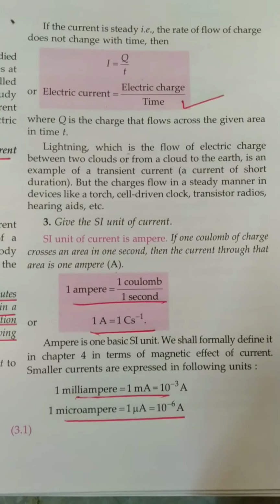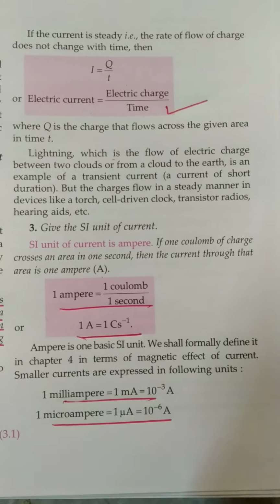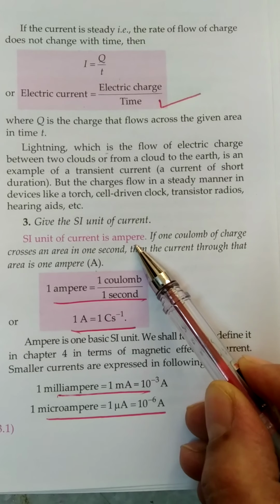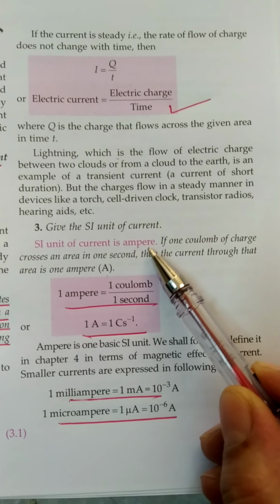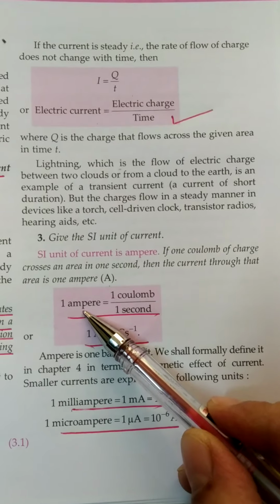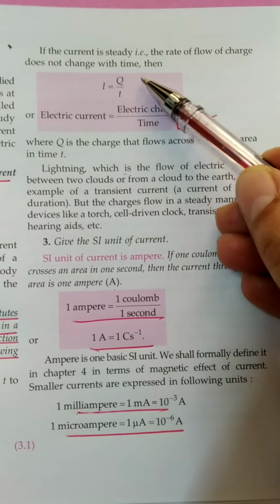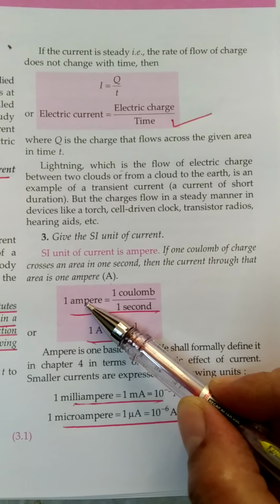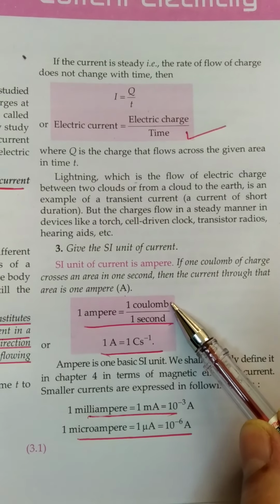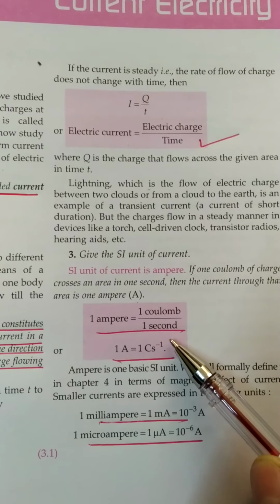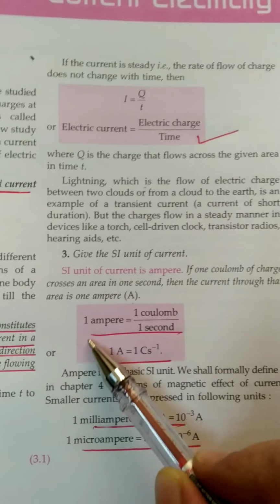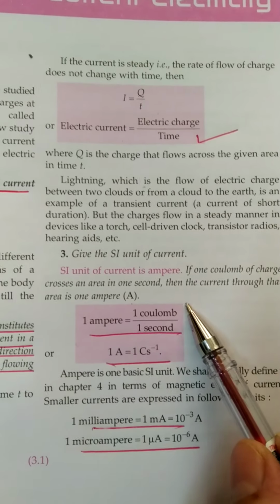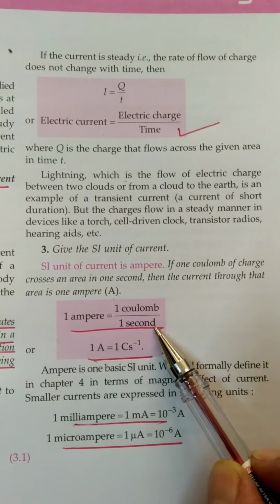Now the next is the SI unit of current. You are familiar with the SI unit of current? The SI unit of current is ampere. You know the definition, I is equal to Q by t. The SI unit of current is ampere. For charge, the unit is coulomb. For time, the unit is second. Therefore, 1 ampere is equal to 1 coulomb per 1 second.